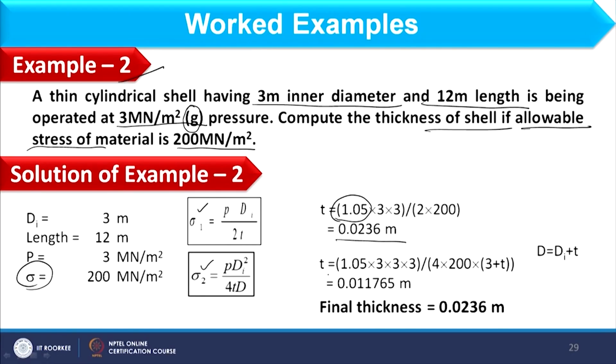Considering longitudinal stress, we can calculate thickness as T equal to 1.05, why it is, that we have already discussed, and then 3 into 3 into 3 divided by 4 into 200, because sigma 2 will come at the bottom, into D plus T. So, here you see T is coming here also as well as here also. So, that you need to solve properly, and the final answer would be 11.77 mm. So, among these, as this would be of higher thickness, we can consider this 23.6 mm as the final thickness.